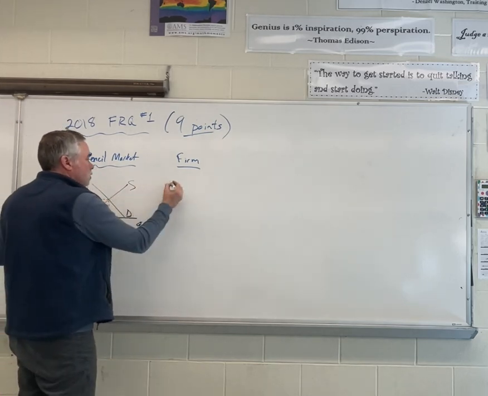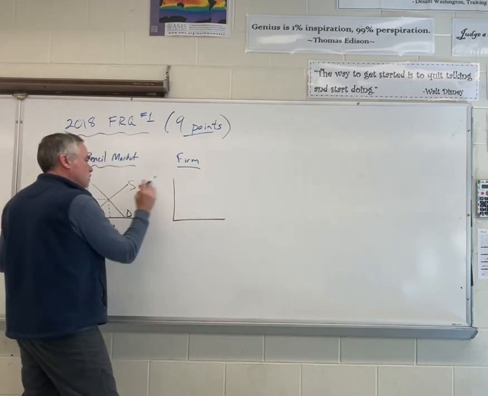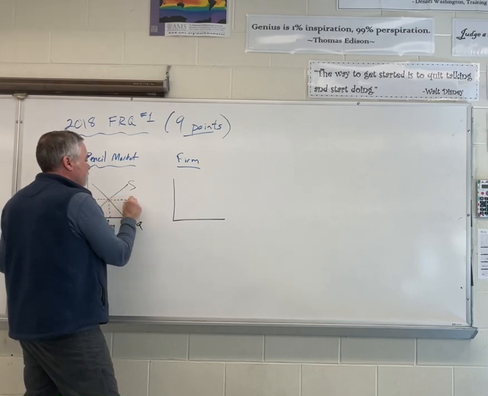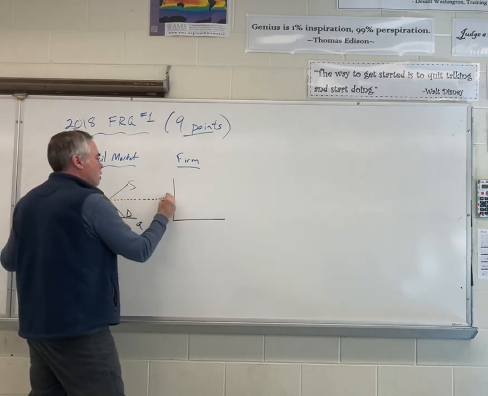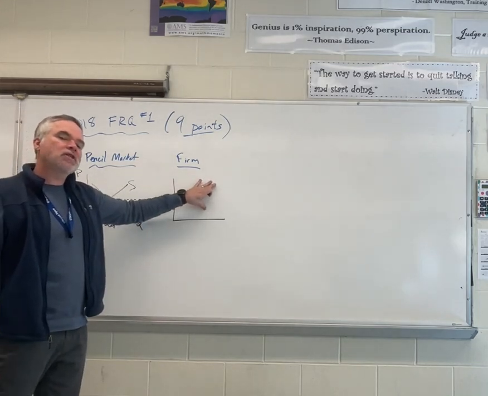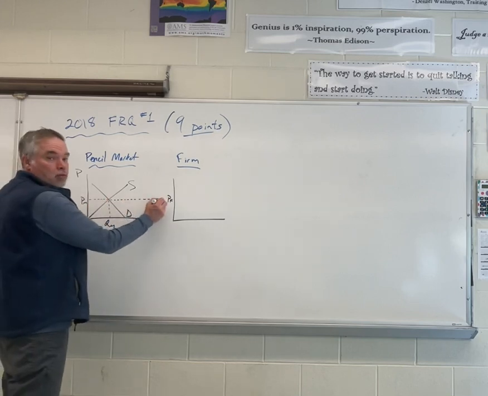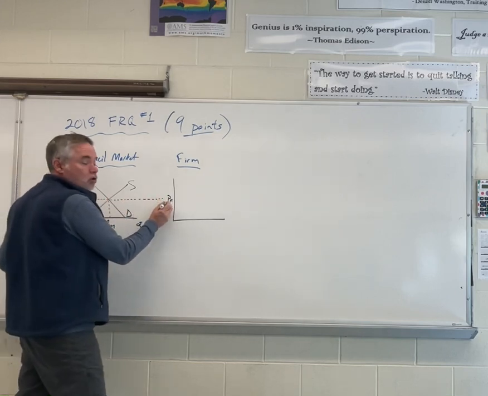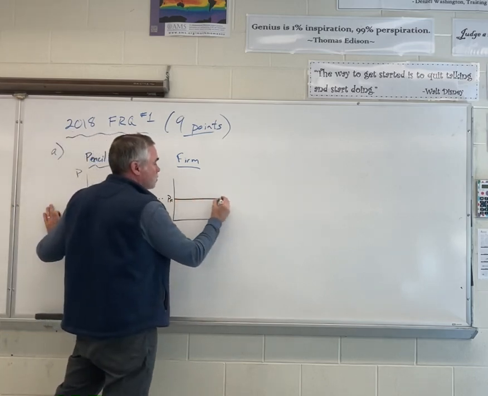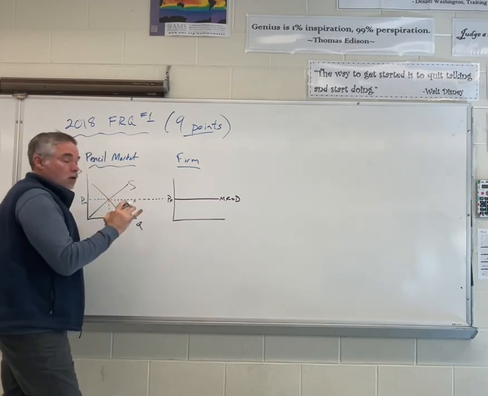Now, the second side-by-side graph, the second part of this, is going to be the firm. So this is an individual firm within that pencil market. And what you want to do is show that you understand that this individual firm is a price taker, so they're getting the price from the market. So bring that market price across and make that your PF, your price for the firm. Then that becomes your marginal revenue and demand curve for the firm.